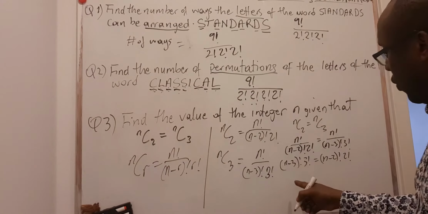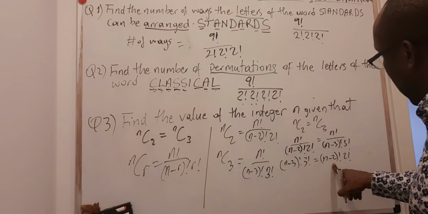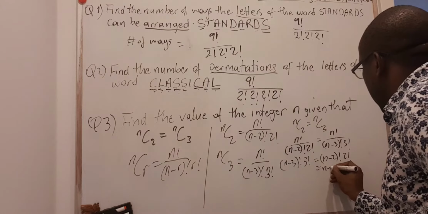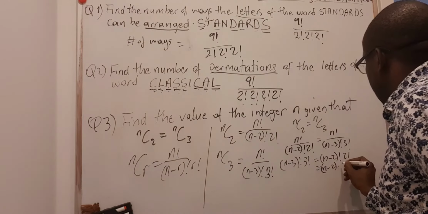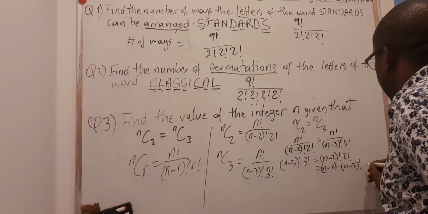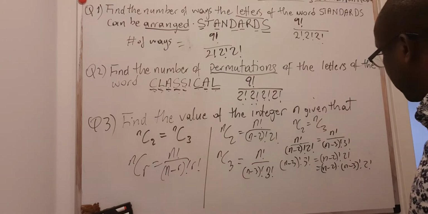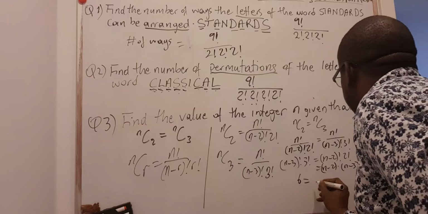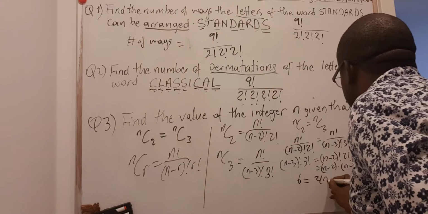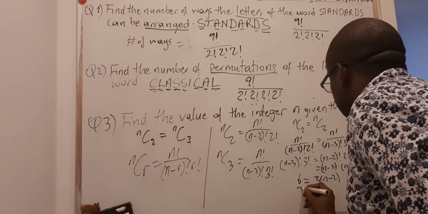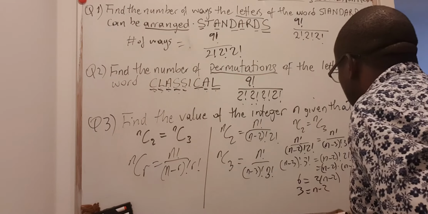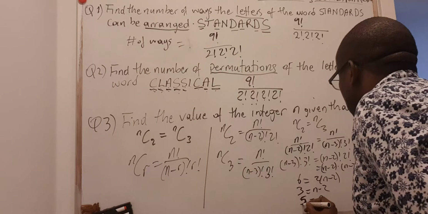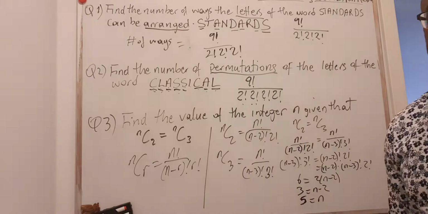I can play with this, of course. We already saw that n minus 2 factorial is n minus 2 times n minus 3 factorial. So this is n minus 2 times n minus 3 factorial 2 factorial. The n minus 3 factorials fall away and I get 6 is equal to 2 into n minus 2. If I divide that, I get 3 is equal to n minus 2. If I add 2, I get 5 is equal to n. So n is equal to 5.